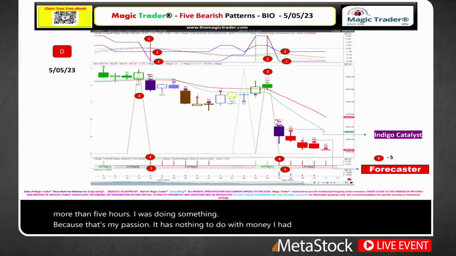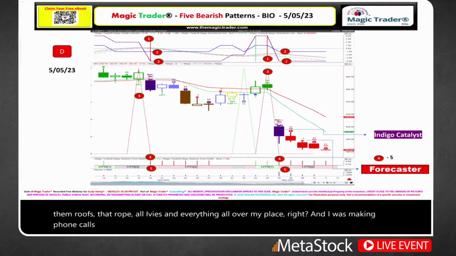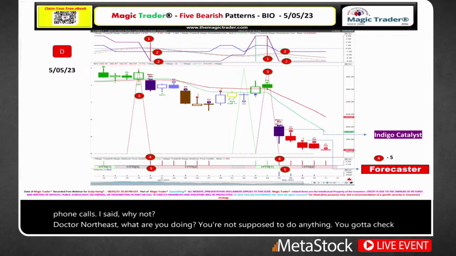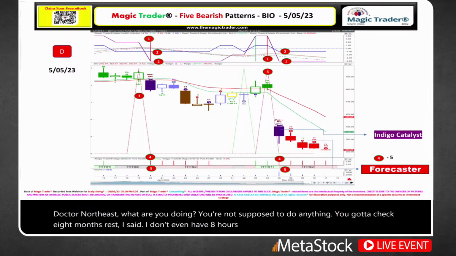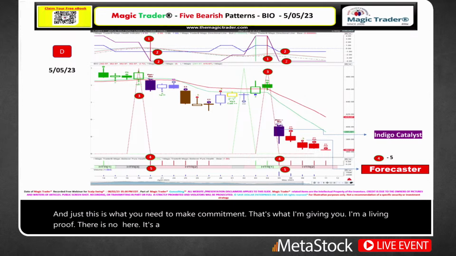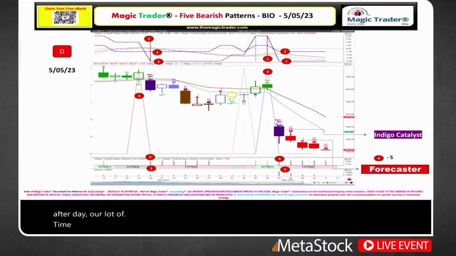I had all these, I call them death ropes, all IVs and everything, all over the place, right? And I was making phone calls. I said, why not? The doctor, nurse said, what are you doing? You're not supposed to do anything. You've got to take 8 months rest. I said, I don't even have 8 hours. I have commitments. And this is what you need to make a commitment. That's what I'm giving you. I'm living proof. There is no bullshit here. It's a reality. Excuse my language, ladies, but people see me day after day. I have a lot of time commitment for this software. This is the way the legacy will be there.